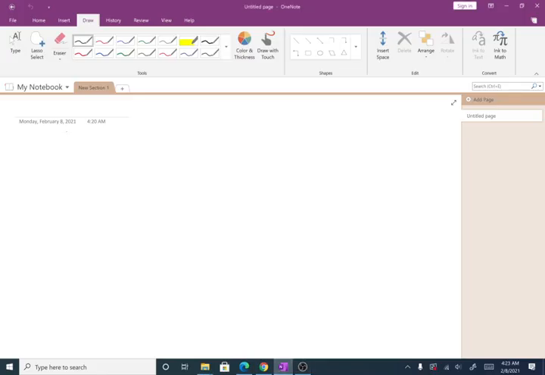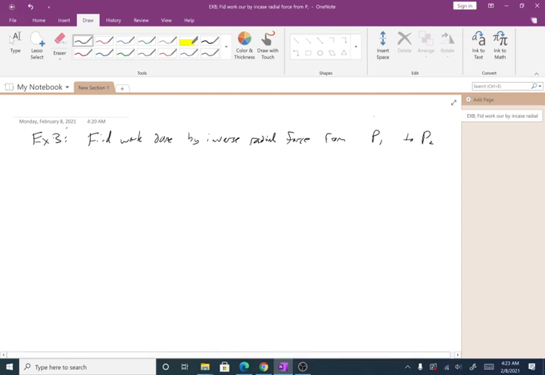Okay, let's try to look at the third example of line integrals and conservative vector fields. So let's find the work done by an inverse radial force from P1 to P2. And this will be for a distance of d1 and d2 from the origin. As it turns out, these will be the only thing that matters.